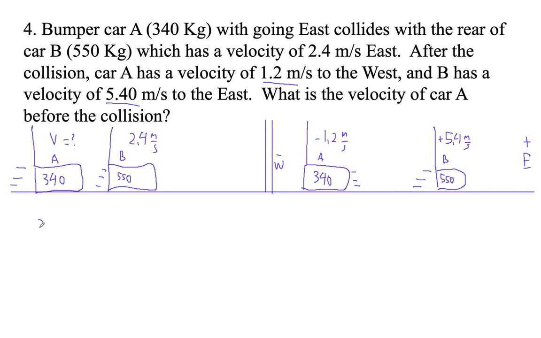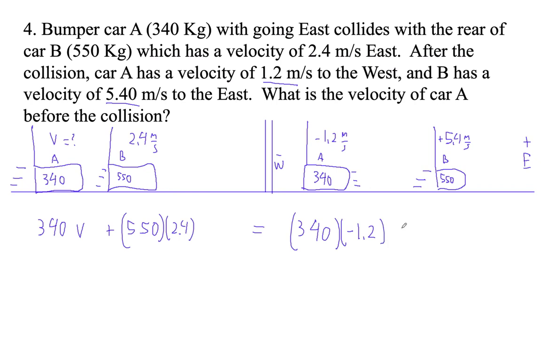Okay, so we're going to go 340 V plus 550 times 2.4 equals 340. Here's the key. Here's the thing that maybe you missed. There's a little detail. It's got to be negative 1.2 because it's to the west. Plus 550. Okay, so I think we are ready for maths.